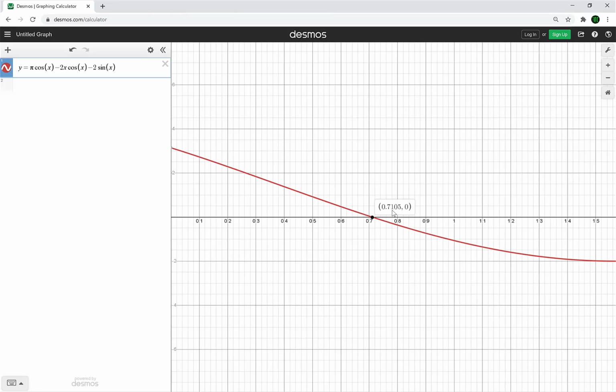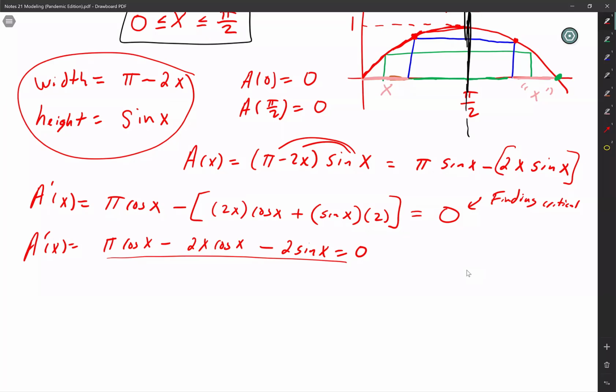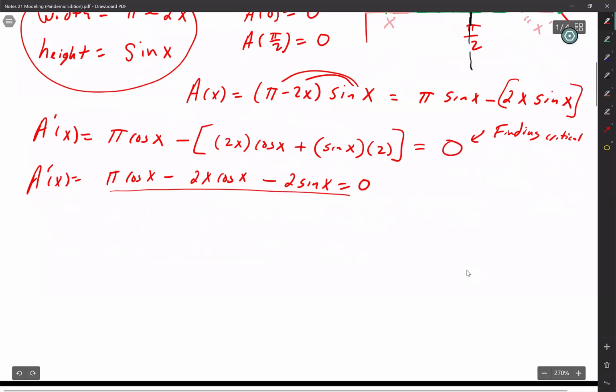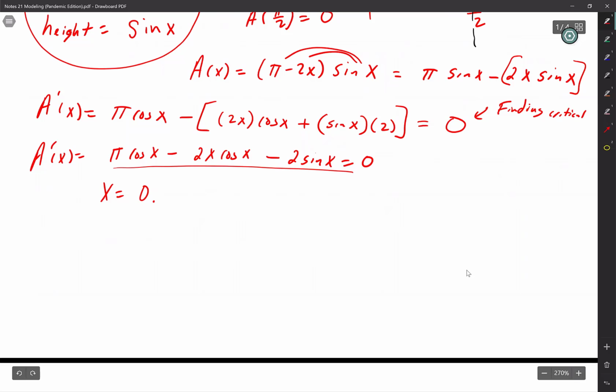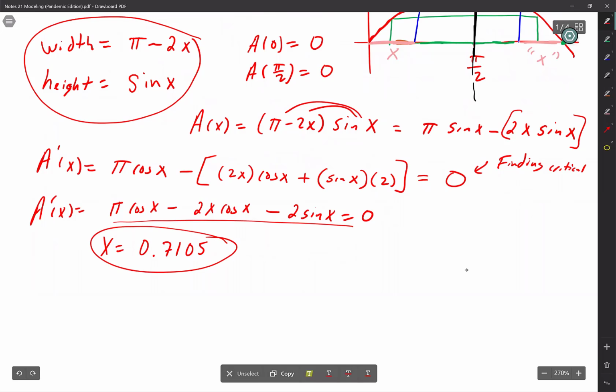There it is, 0.7105. And I'm going to put that in here. And if you can put more digits, put more digits. This is true when x is 0.7105. You guys ready? I'm going to put this in here, so I will get the width and the height, and then I'm going to find my area.